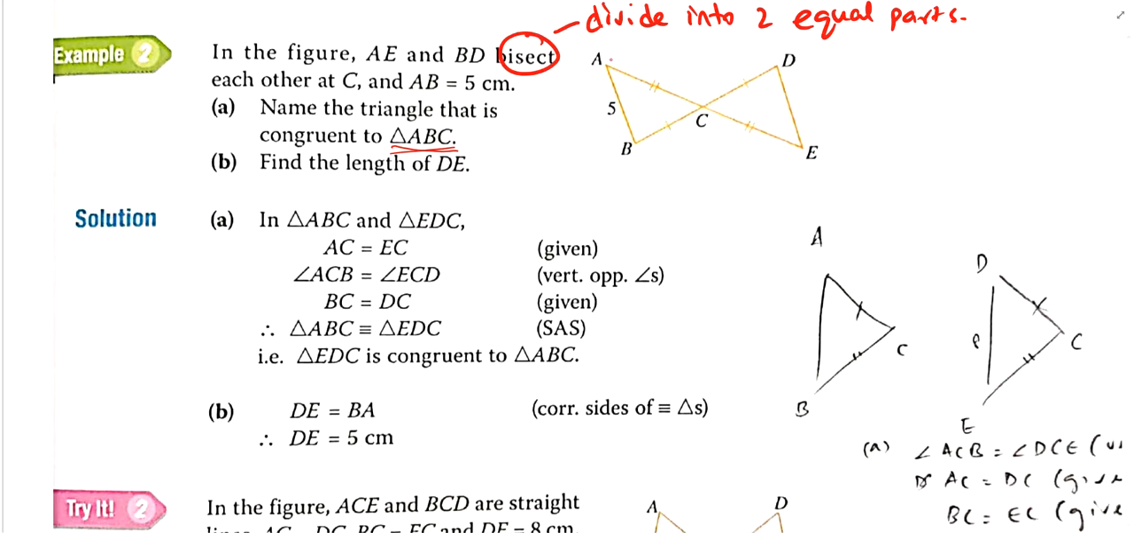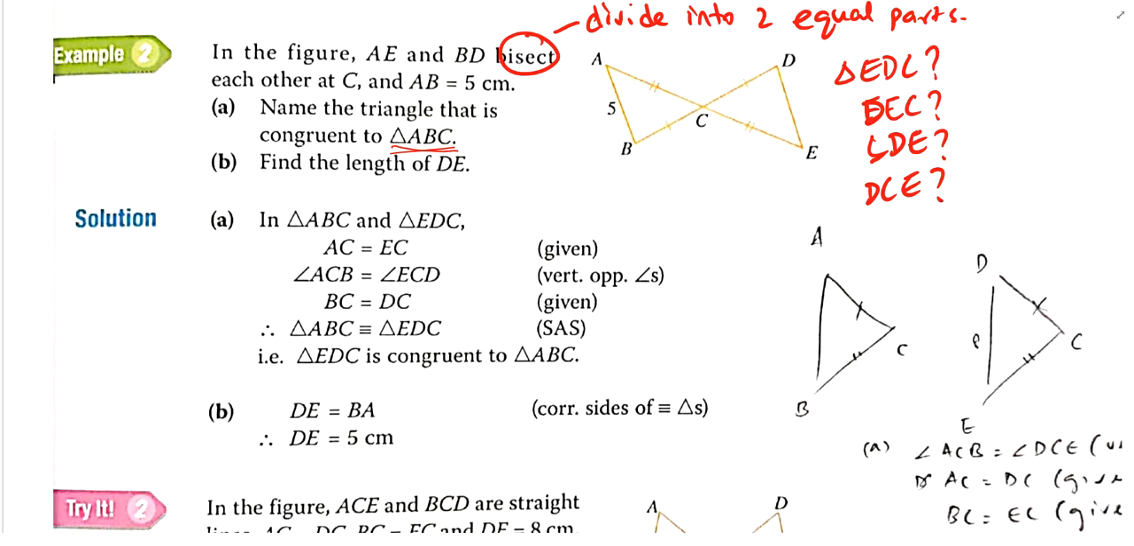So you must use your eye power. Tell me which one is congruent to ABC. Which one is congruent to ABC? Is it EDC? DEC? CDE? Which one? DCE? So very difficult to tell, right? This is an example where the sides look quite similar.